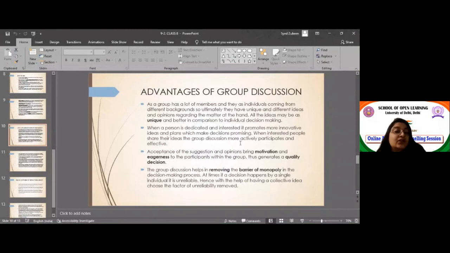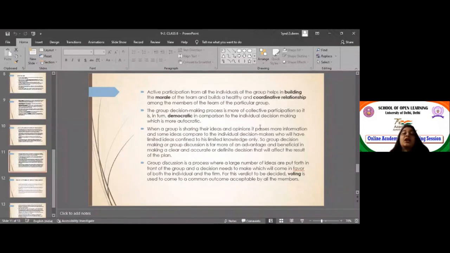Then it removes the barrier of monopoly. It democratizes the entire process, helps in building coordinative relationships. It is again democratic in the way the decision making will be.